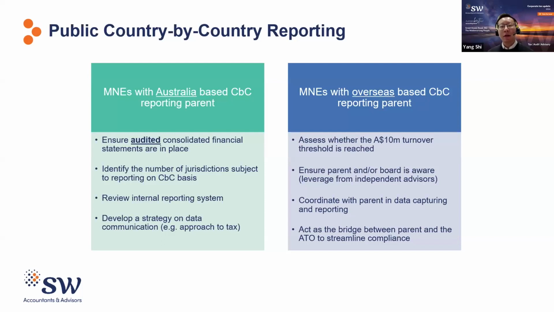On the other hand, if your global parent is overseas, the first step is to assess whether the 10 mil Australian source income is met or not. If that's the case, the Australian member of the group must ensure the parent and the board is aware of the obligation and actively coordinate with the parent to meet with the reporting obligation.